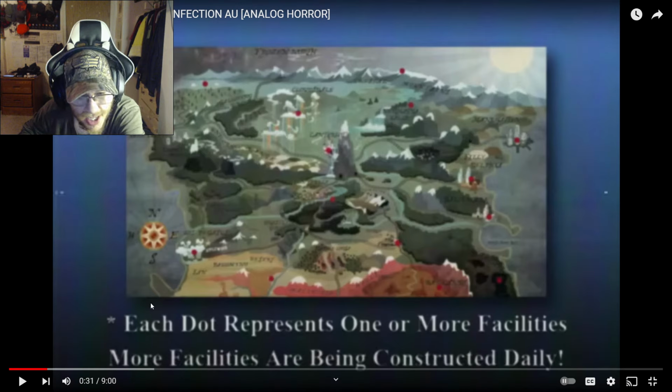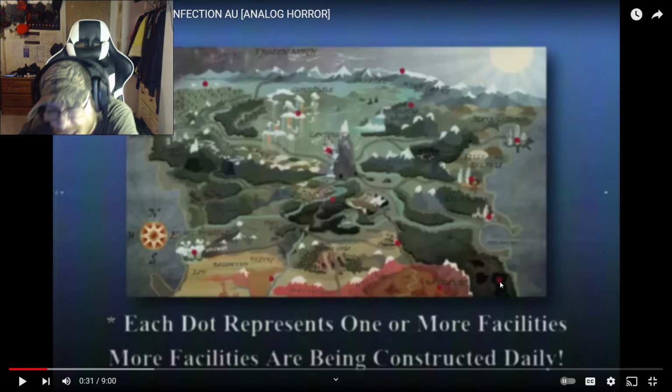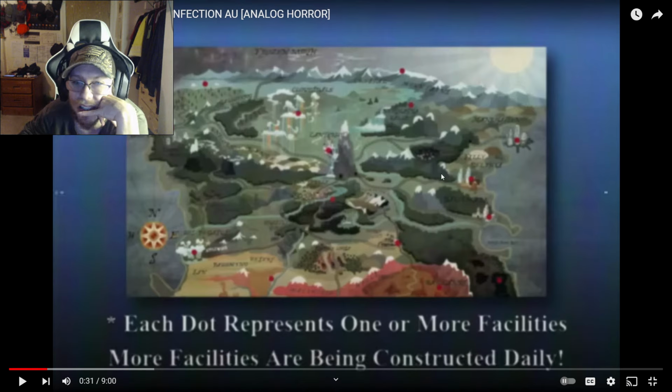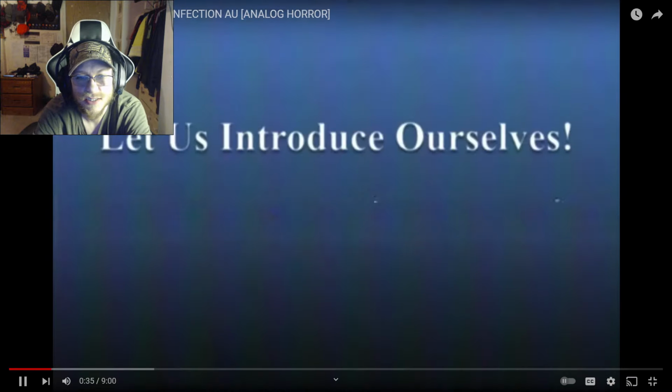So I guess these dots, each dot represents one or more facilities. Okay, so I'm assuming each of these is a facility here. Like one of each. So we got one in the Snowy Mountains, one in Cloudsdale, one in Canterlot, one near Ponyville. It's more in the Everfree. I'm not sure why it wouldn't be in Ponyville, but whatever. Then we got another one over by the desert. I forgot what that one is. Western Town. I need to remember again what each of these differences are here.